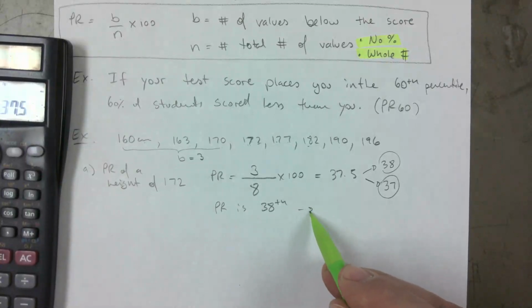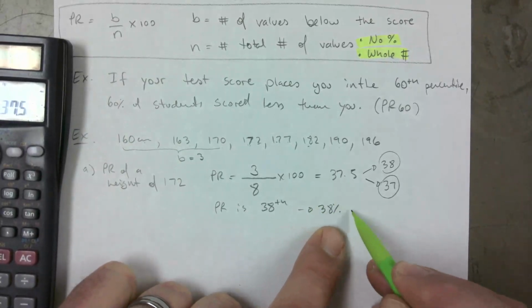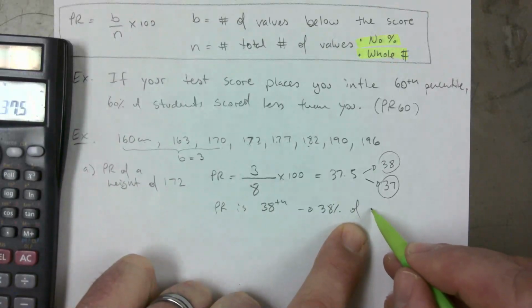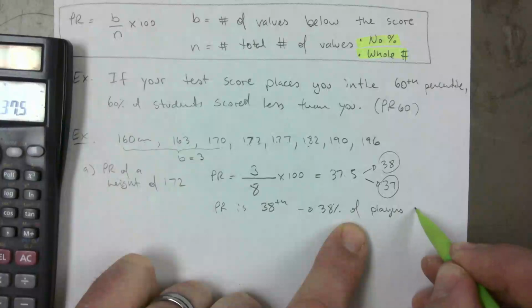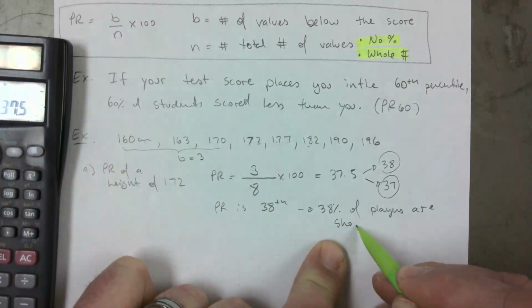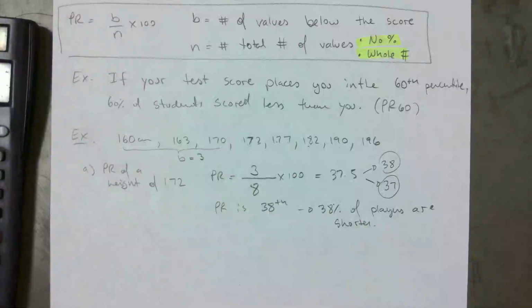What does that mean? That in this case, 38% of players are shorter. That's what that means. Okay. Let's do another example.